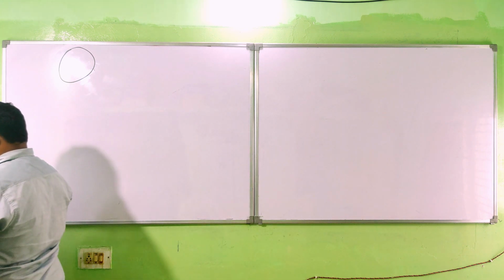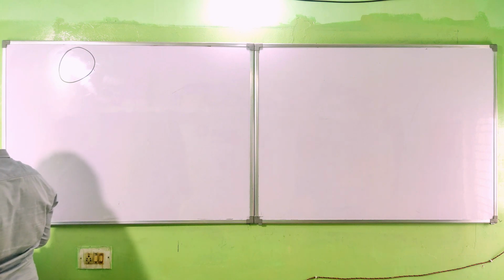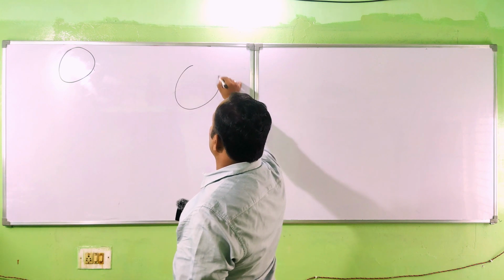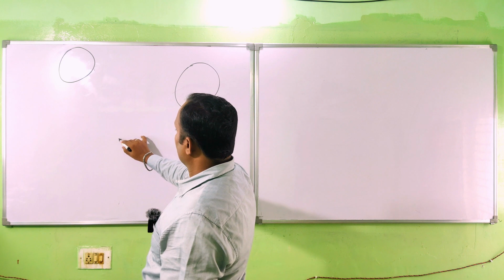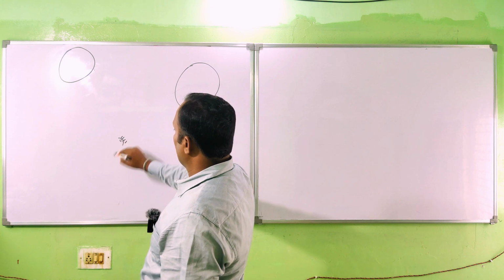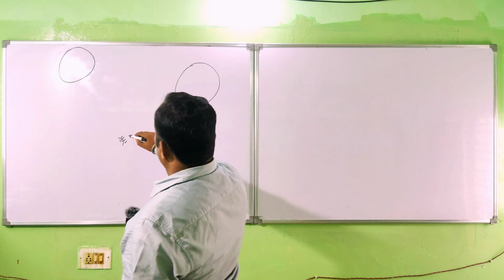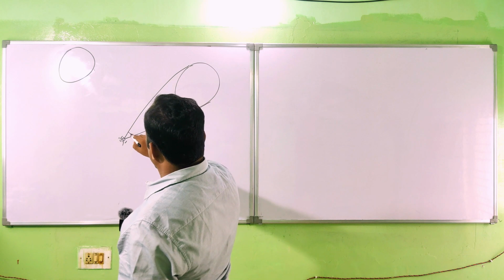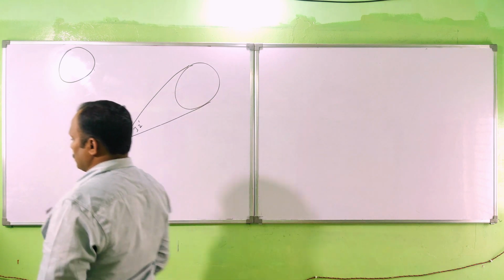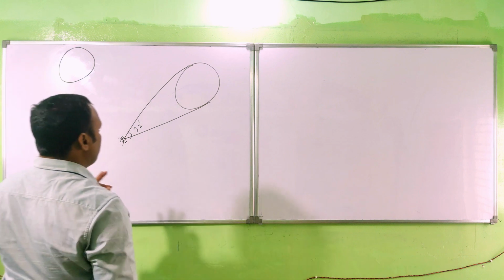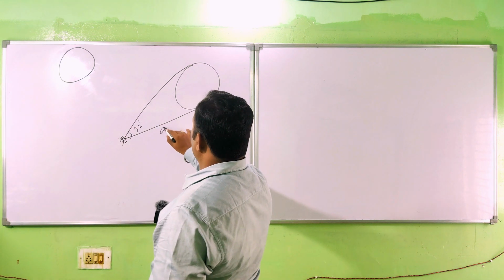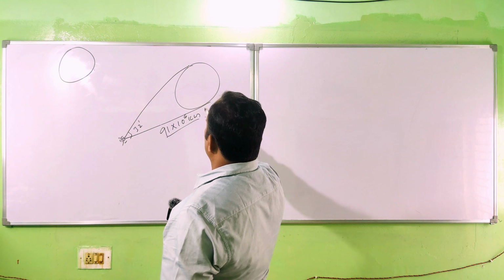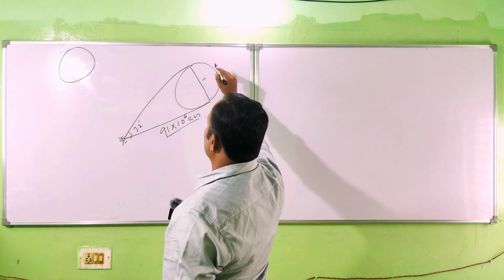They have given that the distance of the sun is 91 into 10 to the power 6 kilometers. This is the sun, and this is our eye. The eye makes an angle of 32 minutes, and the distance is 91 into 10 to the power 6 kilometers. The question asks what is the diameter, which is the arc length.